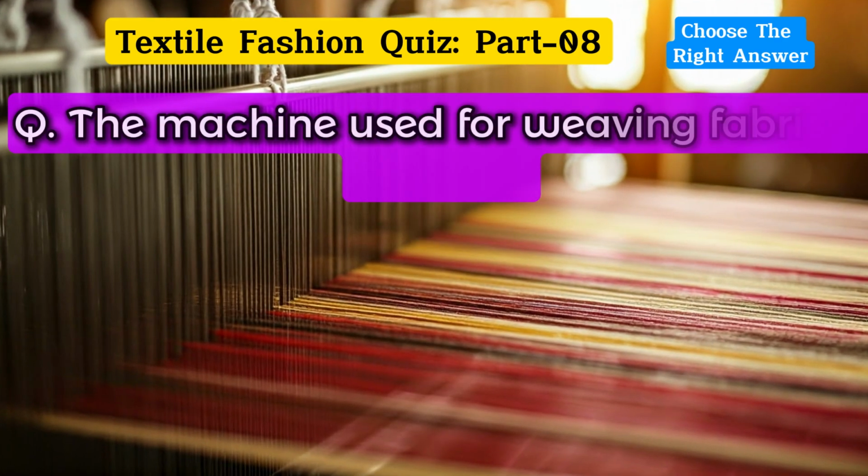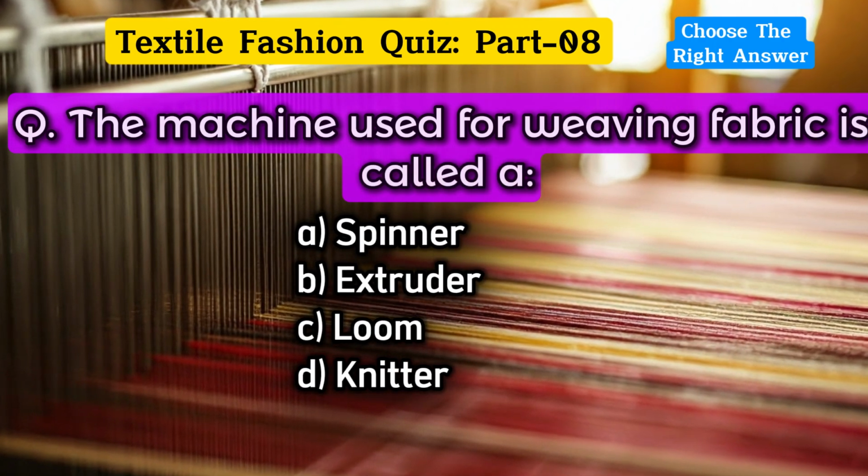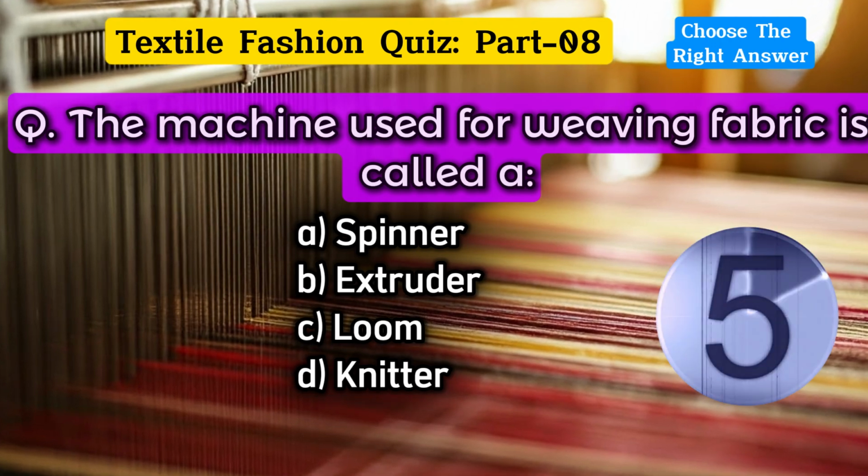The machine used for weaving fabric is called a A. Spinner. B. Extruder. C. Loom. D. Knitter.